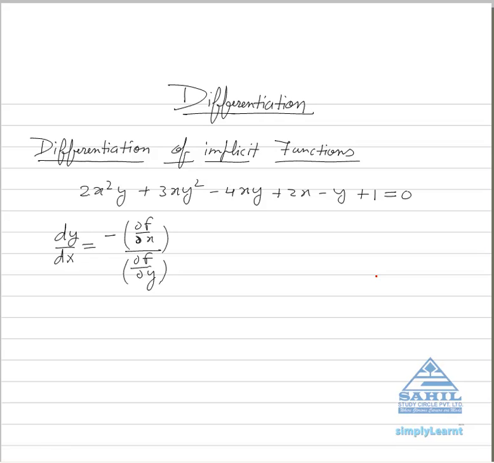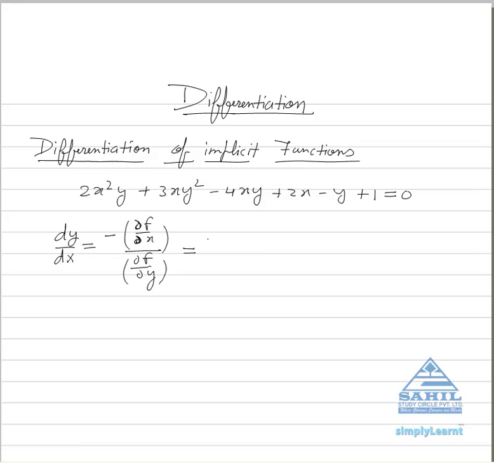I have written a formula to find out the differentiation of an implicit function, that is dy by dx equals minus del f upon del x whole upon del f upon del y. What do you mean by del f upon del x? That just means the partial derivative of the whole function with respect to x, keeping y as a constant, and in the denominator we have to differentiate the function with respect to y, keeping x as a constant.